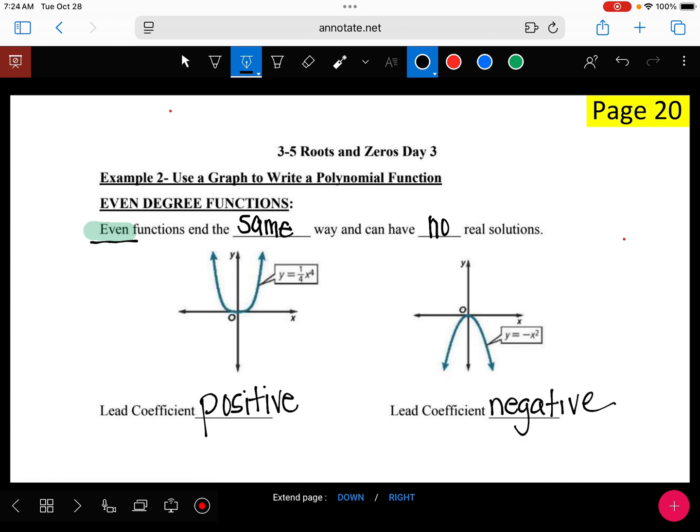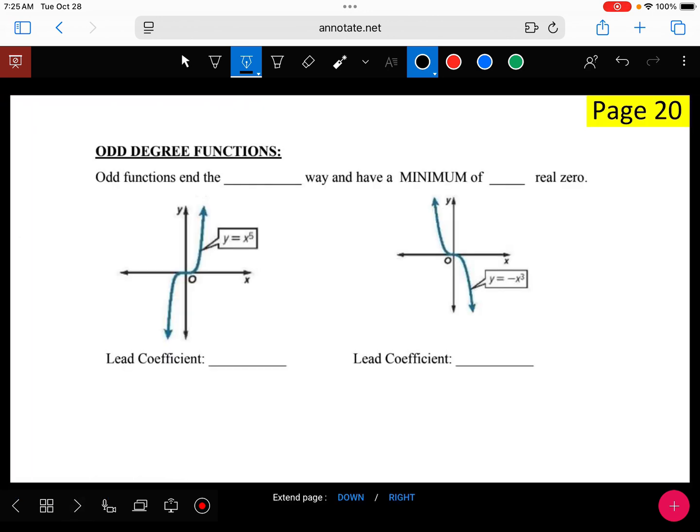So let's look at an odd degree function. I think odd degrees are a little harder to determine the leading coefficient. So odd degrees go in the opposite, so opposite direction. And they have to have at least one real root. So it's impossible for an odd degree to have no real solution.